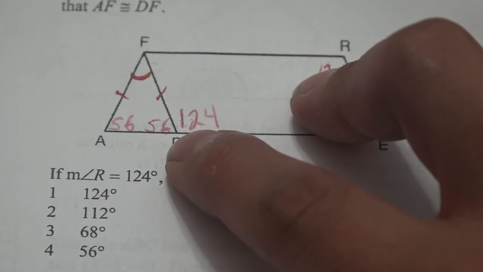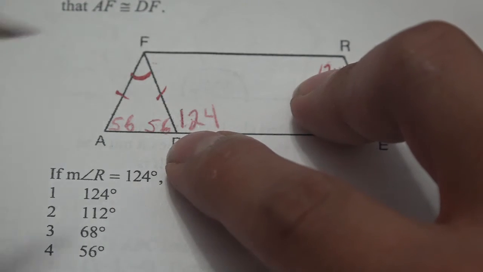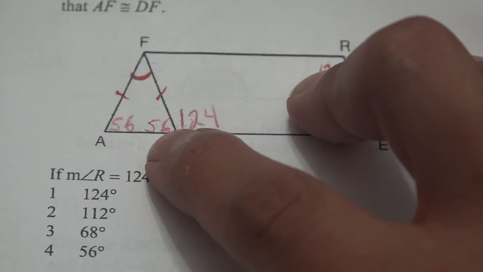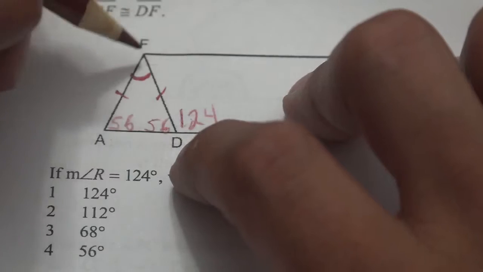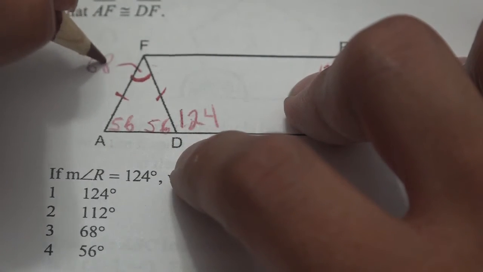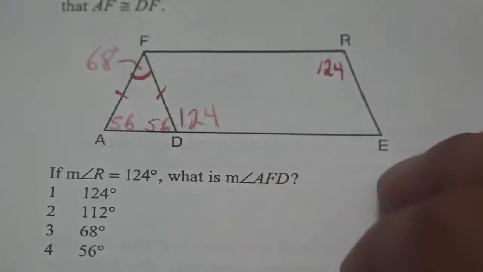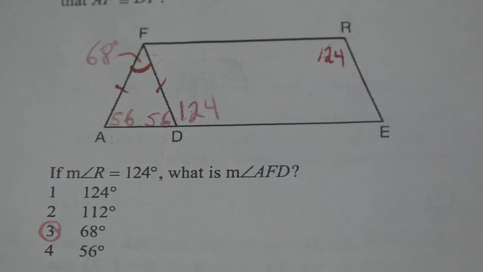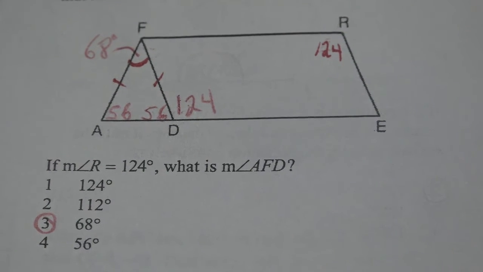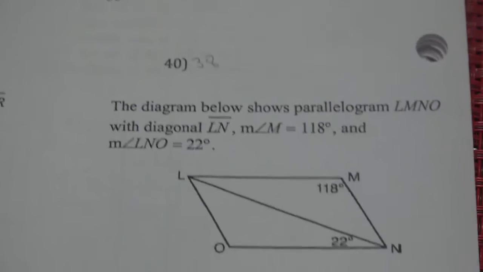So now that we know that, then we know that we have 112 degrees right here. So now we can figure out what this one is, and this angle right here is 68 degrees. Okay? You could rewatch it again until you understand it. All right, let's move on to the next problem.